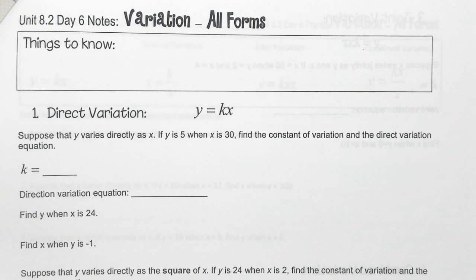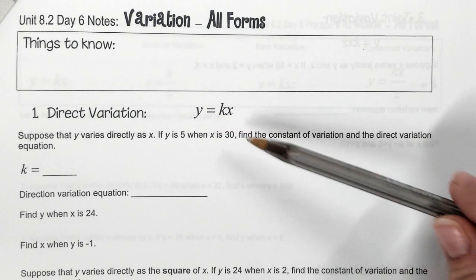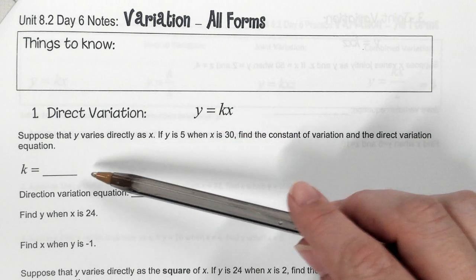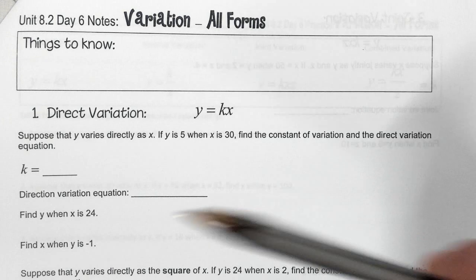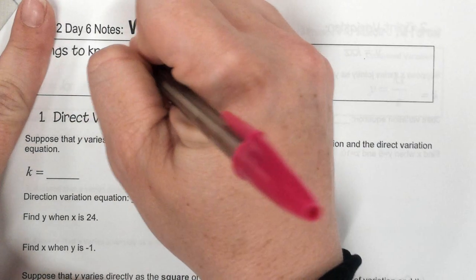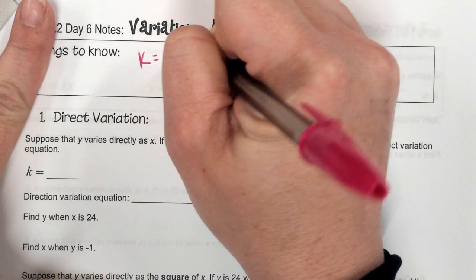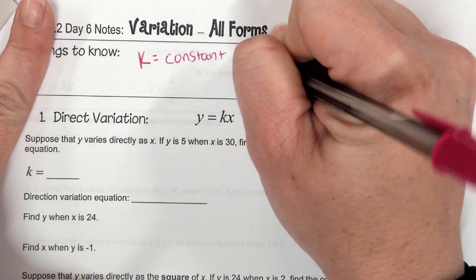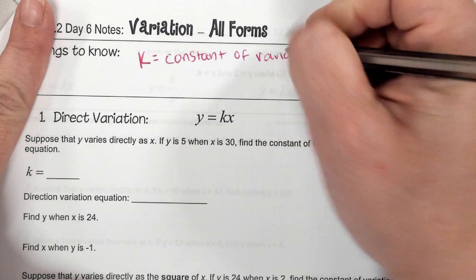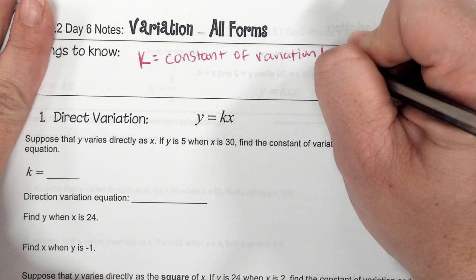Yes? Okay, so direct variation is proportional, unless it's like a combination. If it's straight direct variation, then it's proportional. But if it's a combination like the second one or some of the other ones, then it's not proportional. But so K is your constant of variation. You can also call it your proportionality.